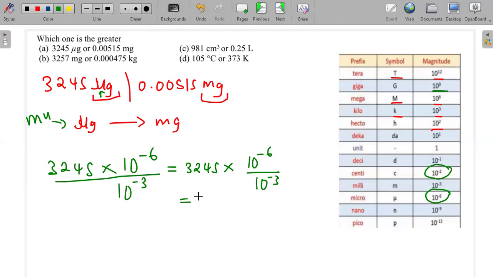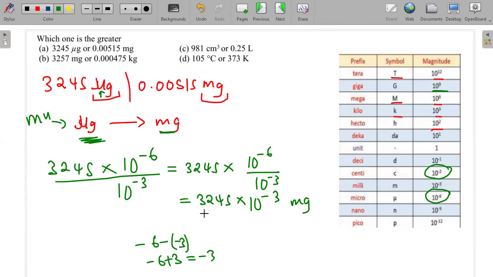So this will just give me 3,245 multiplied by, I just write 1 times 10. And then since these are dividing, I subtract the powers. So it will be minus 6 minus, okay, so this minus is because they are dividing. And then what is the other power? It's minus 3. So I have minus 6 plus 3, which will just be minus 3. So this will be minus 3 like that. Okay, so this is what I get, and I was changing from the micro to the milli. So this is now milligram.